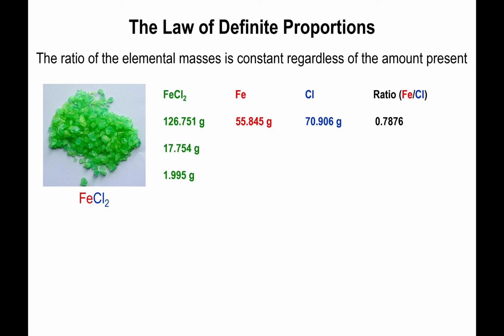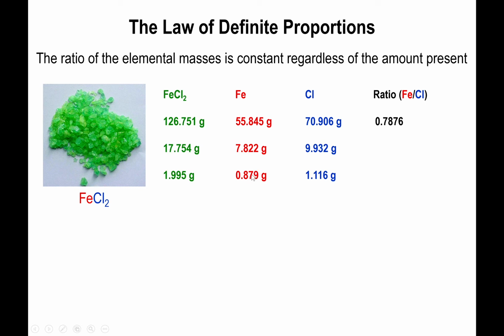And if you're dealing with the same compound and look at different masses, something rather interesting happens, right? You could go and deal with only 17.754 grams of the compound. Look at the mass of iron, that will be 7.822 grams. Same idea with the 1.995 grams of the compound. Out of that, you can get 0.879 grams of iron.